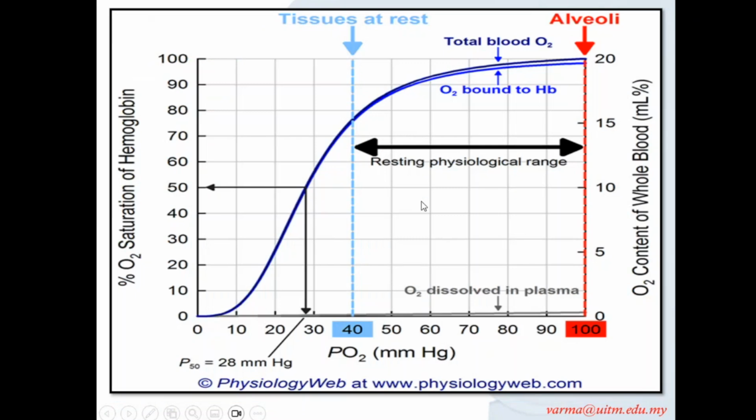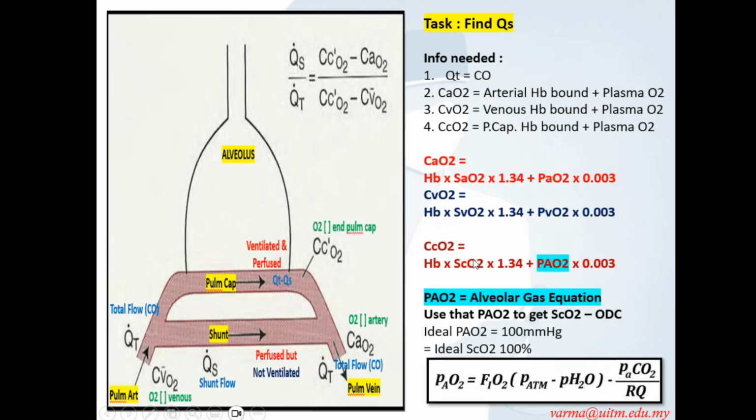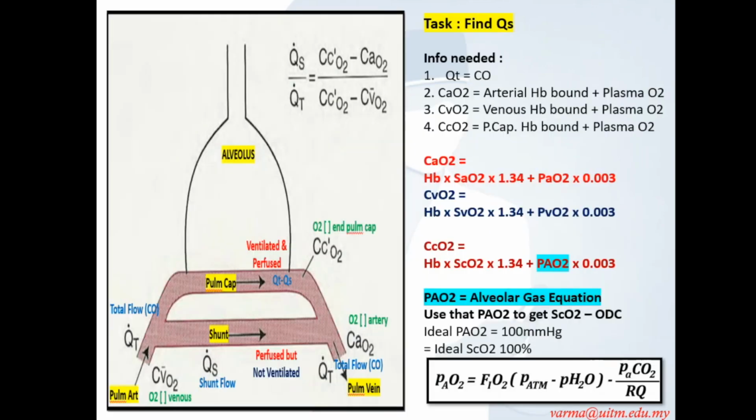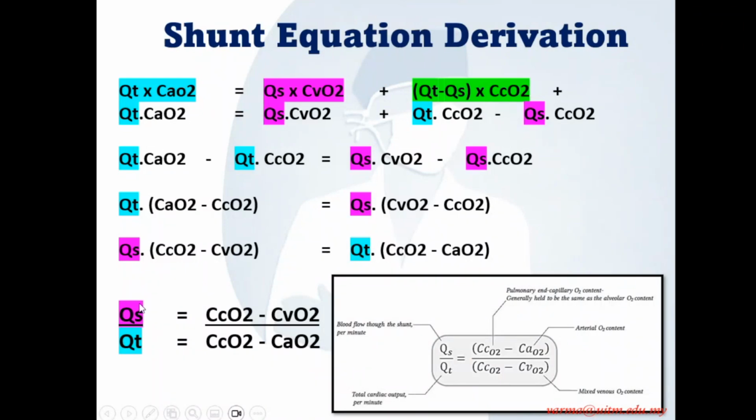What we wanted to find out here is by using the alveolar gas equation to get PAO2 to use in this capillary oxygen content equation and the saturation of capillary oxygen here. Hope this is clear. So why is this important, to find out about this shunt fraction?